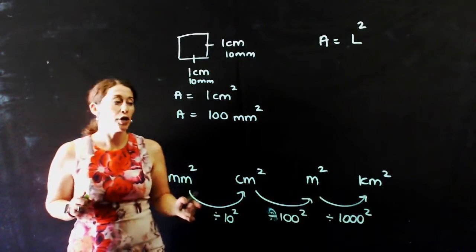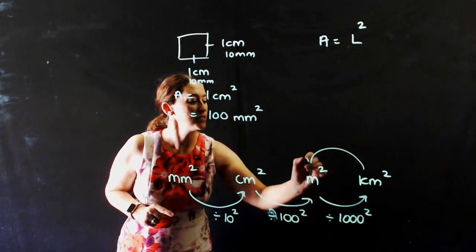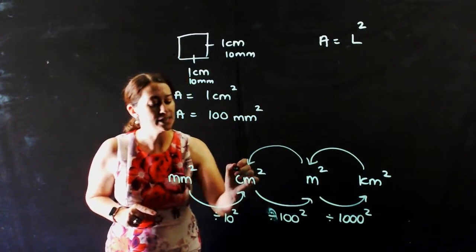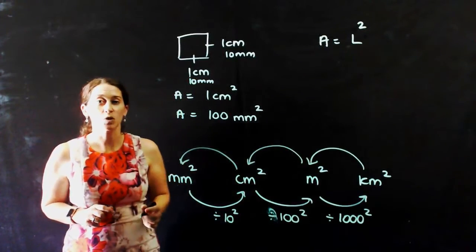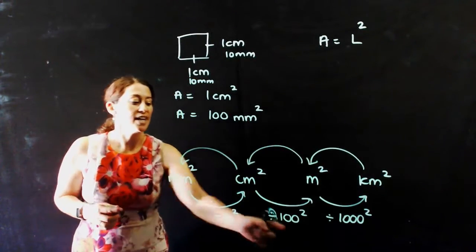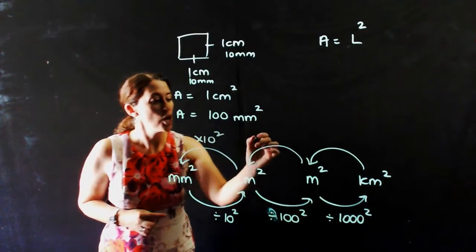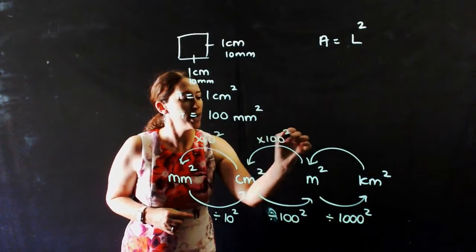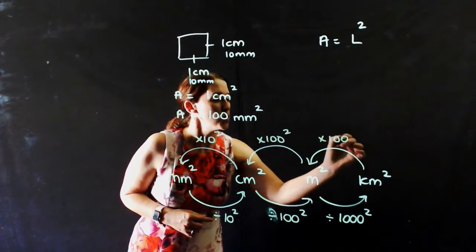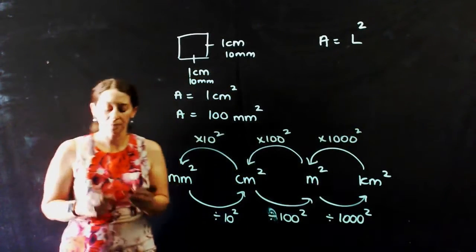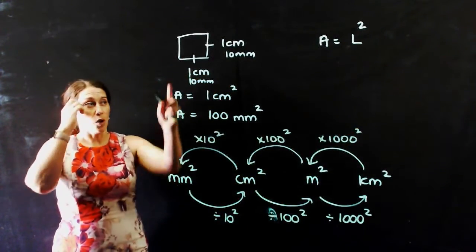Alright, now let's go from kilometres squared to metres squared to centimetres squared, and centimetres squared to millimetres squared. We do the inverse. So that would become multiplied by 10 squared, multiplied by 100 squared, and multiplied by 1000 squared. I'm now going to show you some other formulas.